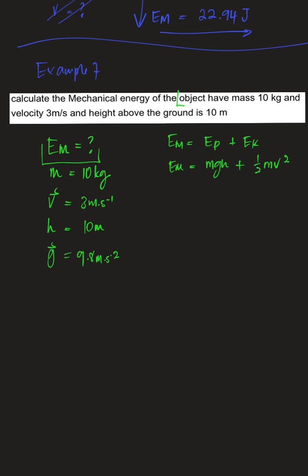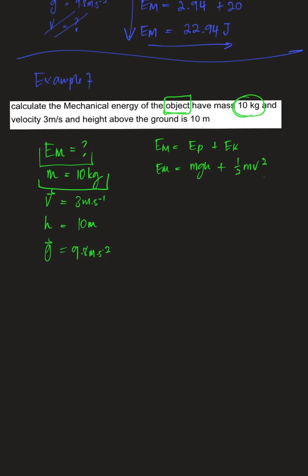Now what you would have noticed, it says an object has a mass of 10 kilograms. So we can see here that when we're dealing with these calculations, your mass for both sides, EP and EK, is going to be 10. So I've got EM is equal to 10 times 9.8 times the height, which is also 10, plus half times 10, which is the mass, times v squared, which is 3 squared.